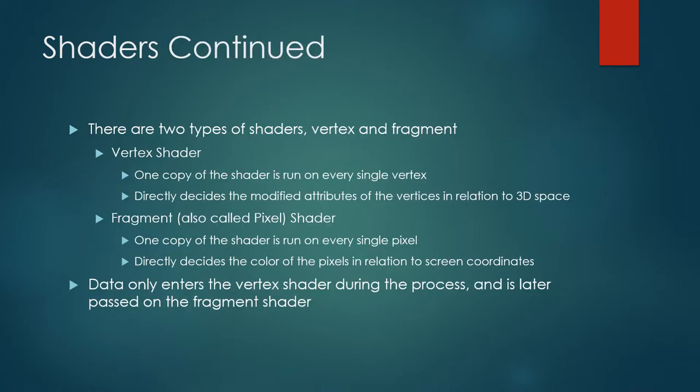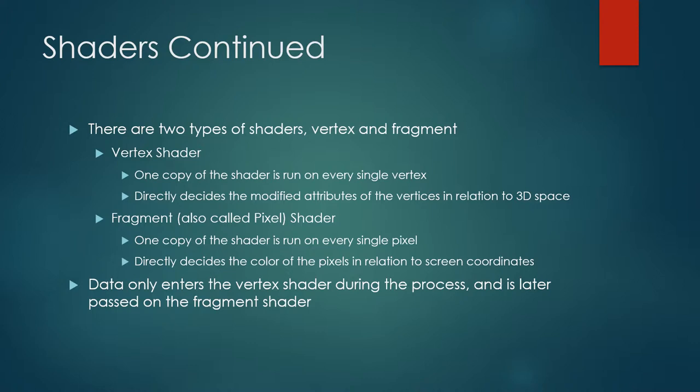The two types of shaders that we're going to be going over today are vertex and fragment. The vertex shader, like its name suggests, decides the modified attributes of each vertex. This can include positions, colors, normals, and even texture coordinates, but we only have positions for now. Every vertex will have a copy of the vertex shader run on it with the same uniforms but different attributes.